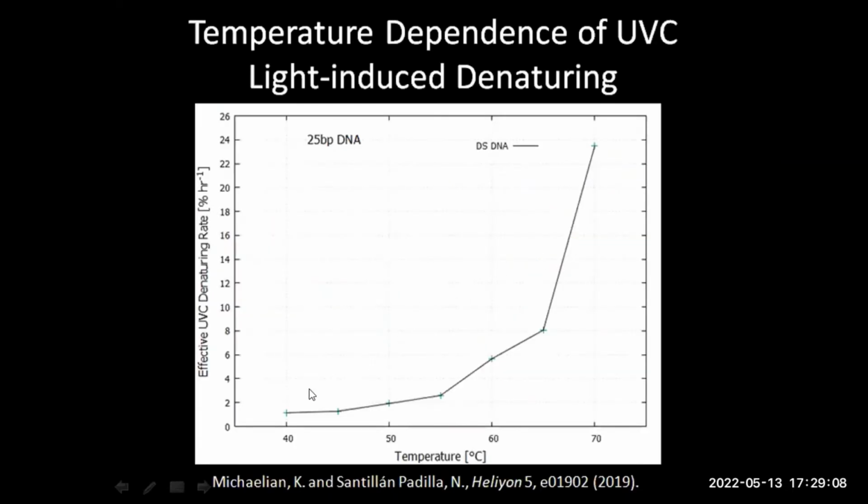And then we can integrate it and plot it as a function of temperature and calculate what is the effective UVC denaturing rate in percent per hour as a function of temperature of the system, the DNA at a fixed temperature. So we look at the temperature and we measure the different spectrum, and that gives us, integrating, this effective rate of UVC denaturing. And as we get closer to the denaturing temperature, which for our case was about 80 degrees centigrade, then the rate of denaturing goes up very rapidly.